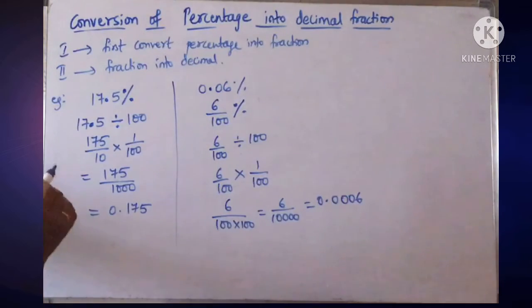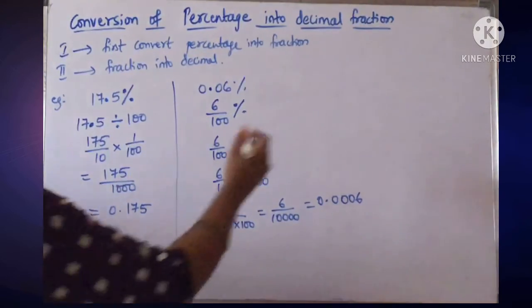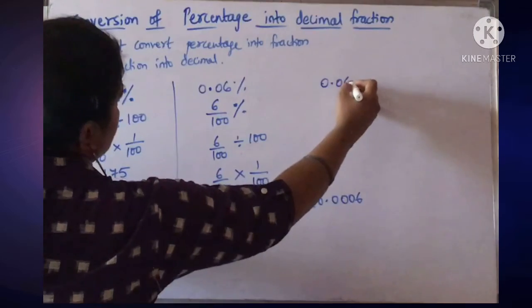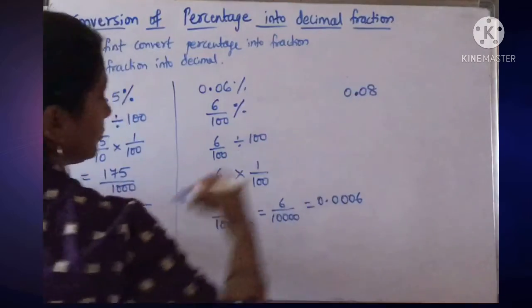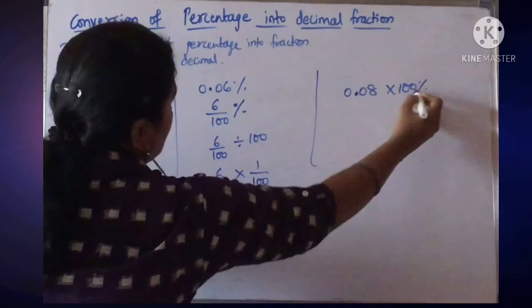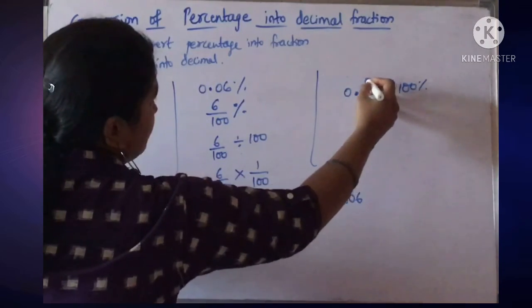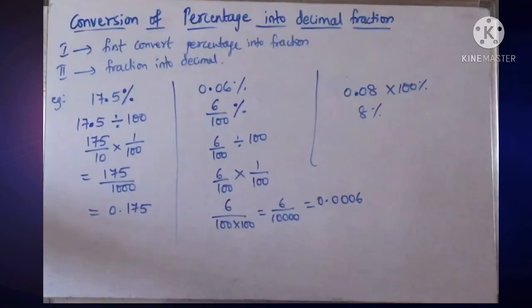So 0.0006. Right? In a decimal fraction, if we shift the decimal point 2 places to the right, then we will get a percentage. For example, 0.06 is the decimal. Otherwise, we will take one more. 0.08 is the decimal. How to convert this decimal into percentage? Here for 2 zeros, we need to shift this decimal 2 places to the right side. So finally, you will get 8%. Also, if you shift the decimal point 2 places to the left in the number of percentage, we get the decimal fraction.